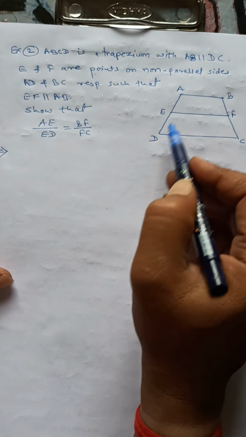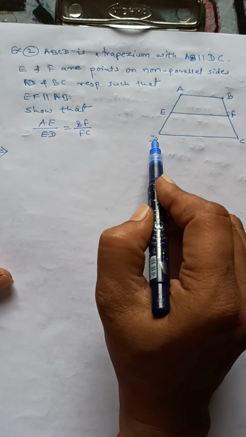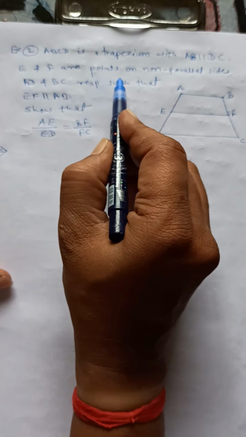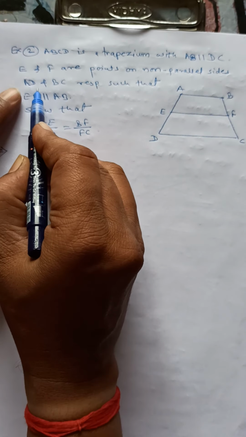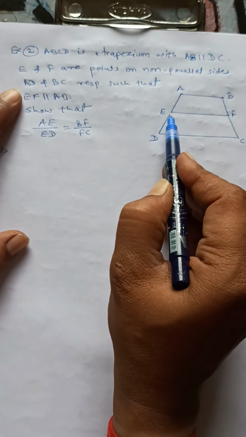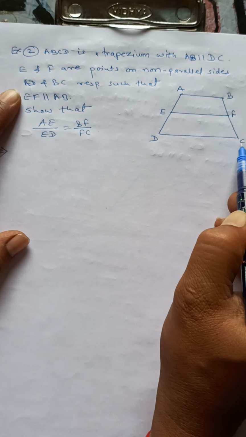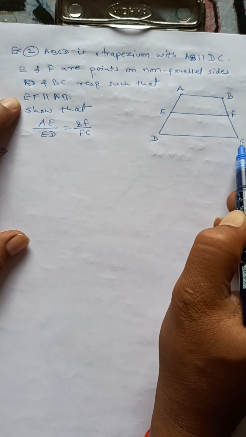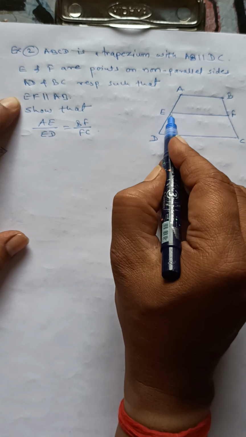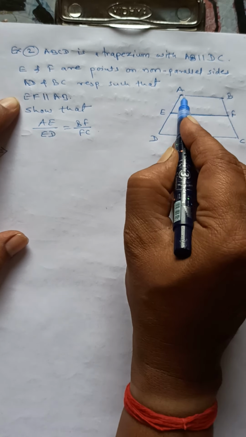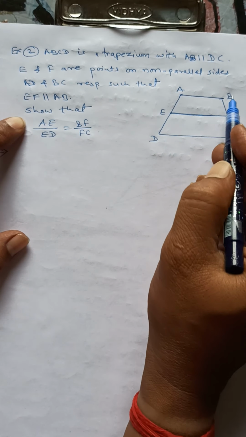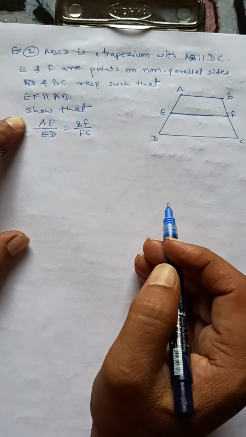Okay, this is the second example. ABCD is a trapezium in which AB is parallel to DC. E and F are points on the non-parallel sides AD and BC respectively, such that EF is parallel to AB. Show that AE upon ED is equal to BF upon FC.